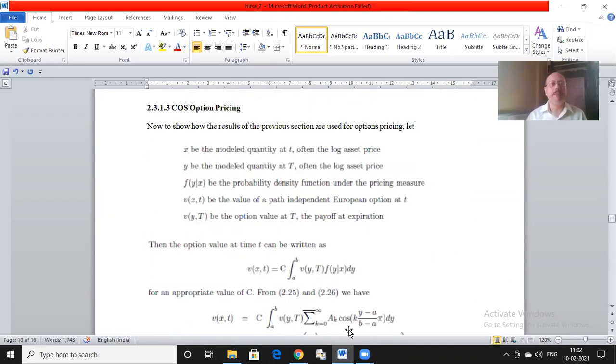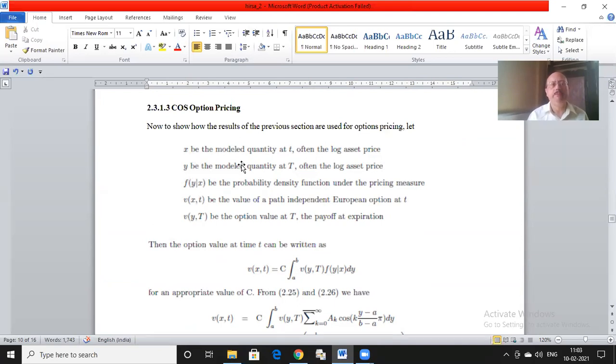So now let us use it for option pricing. So let us now apply this expansion idea into our option pricing strategy, which we call cosine option pricing. Again, this is the notation. It is slightly different from earlier, so it is repeated here.